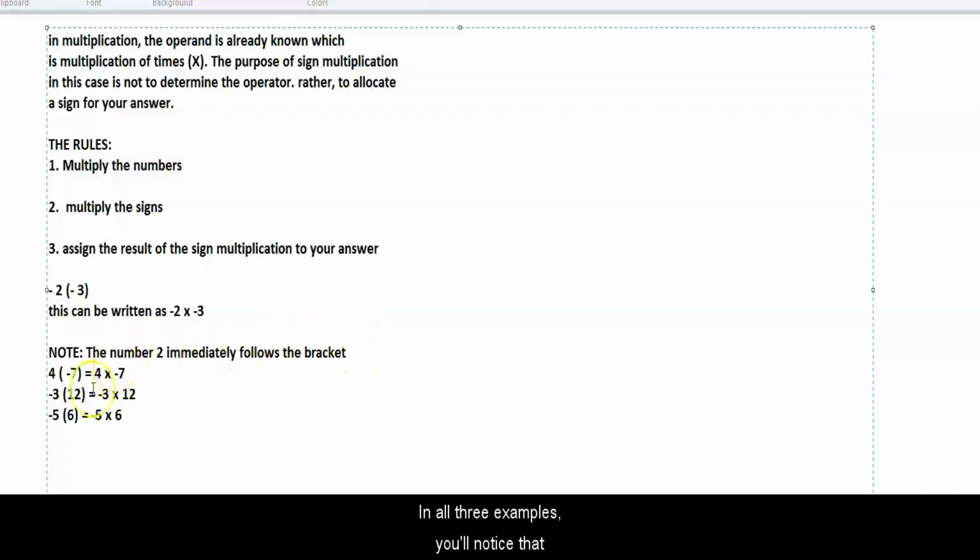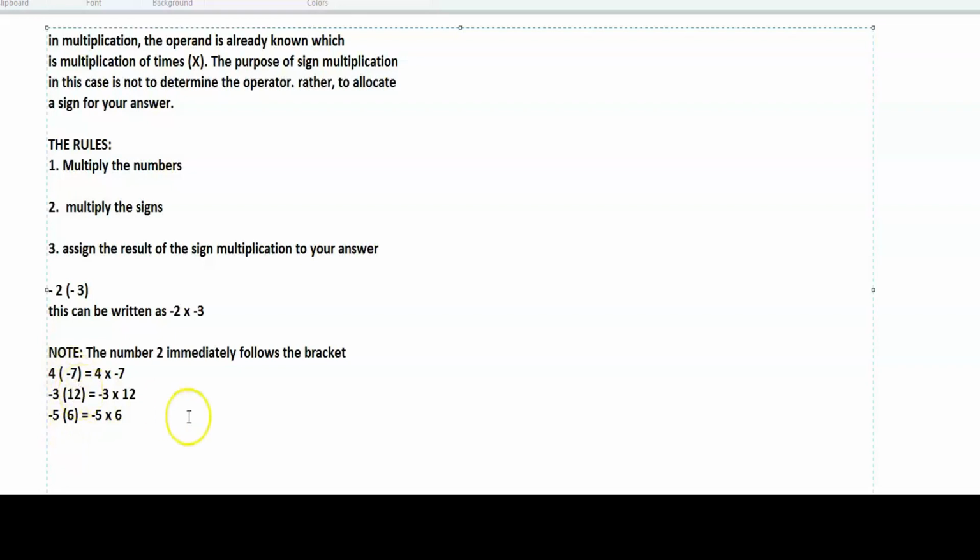In all three examples, you will notice that the numbers immediately precede the brackets. 4 immediately precedes the bracket. Minus 3 immediately precedes the bracket. There is no operator between the 3 and the bracket. Minus 5 immediately precedes the bracket. There is no operator between minus 5 and 6. So it is a multiplication. I hope that's understood. Good.